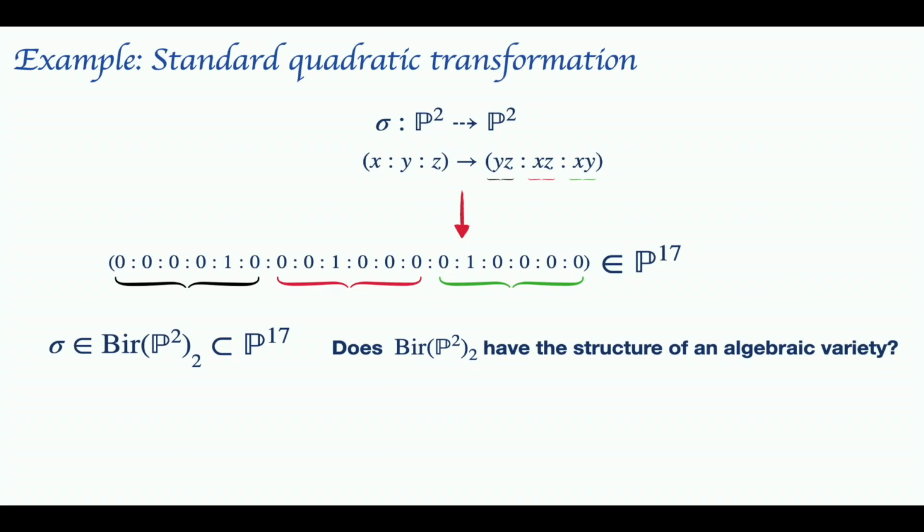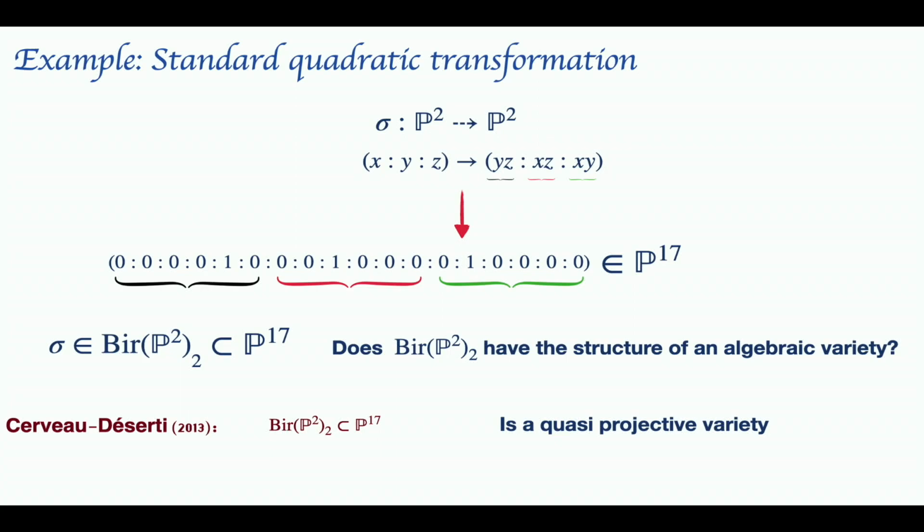It has been answered by Cerveau and Julie Deserti. Their book was published in arXiv in 2008, but I am putting here the date of the publication. They have shown that if you consider all birational maps from P2 to P2 of polynomial degree 2, living in P17, it is a quasi-projective variety. They also answered the same question for all birational maps from P2 to P2 given by polynomials of degree 3. This also lives in a projective space, and it is also a quasi-projective variety.